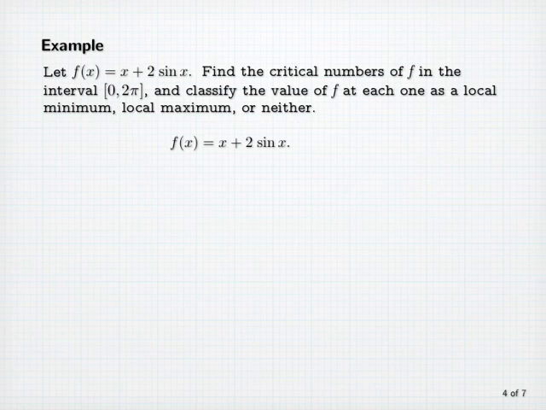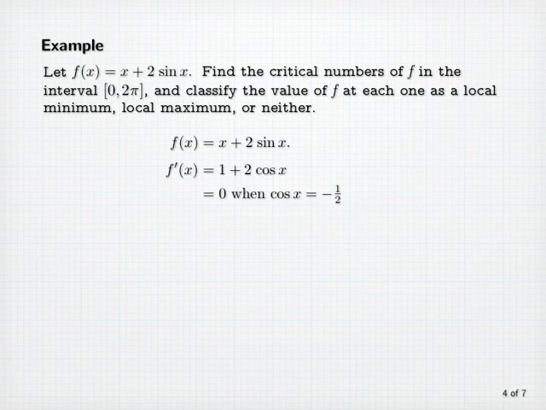So let's take the derivative. F prime of x will be 1 plus 2 times the derivative of sine x, which is cosine x. So we see that f prime of x is defined for all x and equal to 0 whenever cosine of x is equal to minus 1/2.